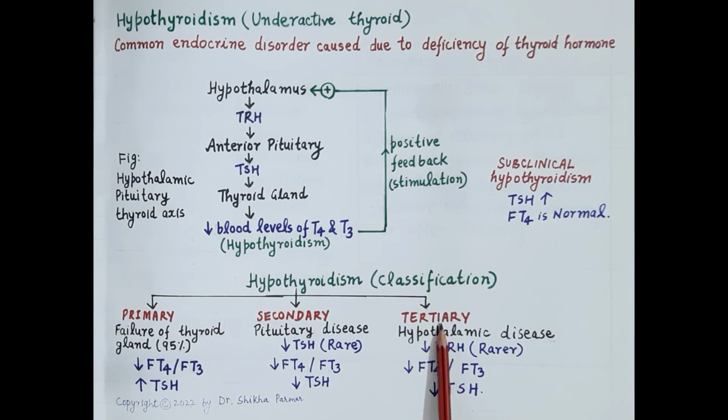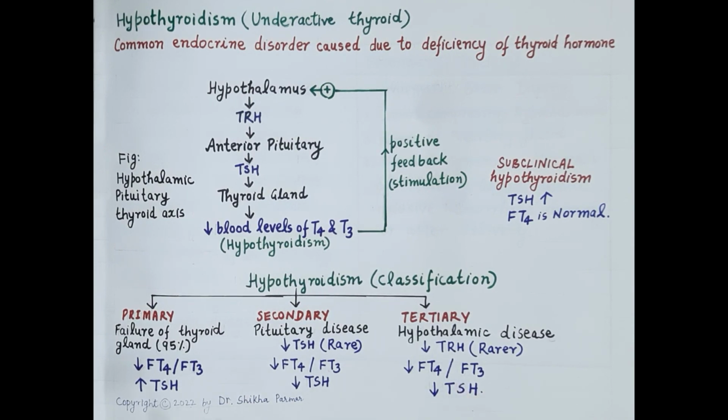Next is tertiary hypothyroidism. Now here the functioning of thyroid gland is normal. Even pituitary is normal, but hypothalamus does not produce sufficient thyrotropin releasing hormone. That means the problem or the disease is at the level of hypothalamus. So there is reduced TRH, and because of the reduced TRH there is reduced TSH, and because of the reduced TSH there is reduced stimulation of thyroid gland, and that causes deficiency of T4 and T3.